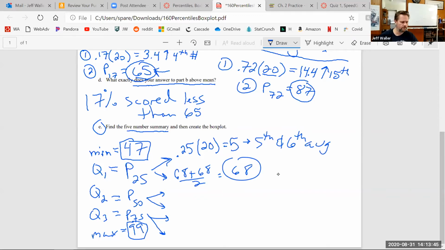So each of these should work that same way. Why did we do different stuff up here for these? Why did I do something different here? They were decimals. Yeah. So if it comes out to a decimal, you round up and you take that number. If it comes out to a whole number, you average that with the next one.